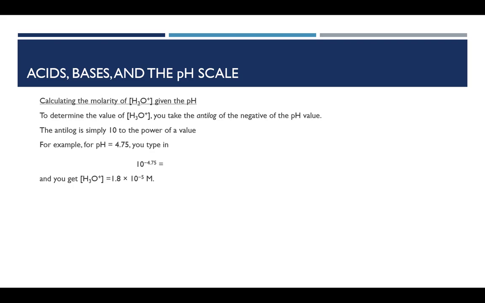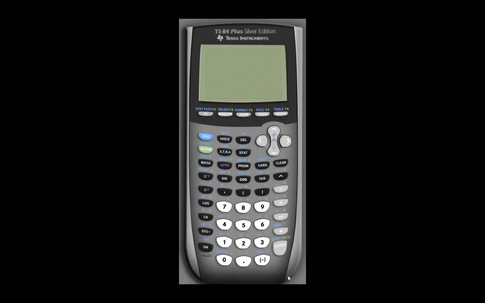I will now show you how to do this in the calculator. On most calculators, the command we want is right above the log command. So we're going to go ahead and press second and then log to give us 10 to the power. This is called the antilog. We now type in negative of the pH and hit enter or equals to get our answer, which in this case is 1.8 times 10 to the minus 5. Be sure not to forget the e minus 5 at the end.